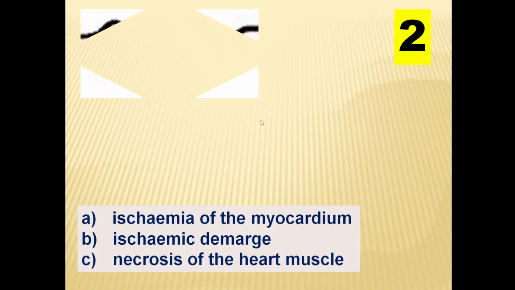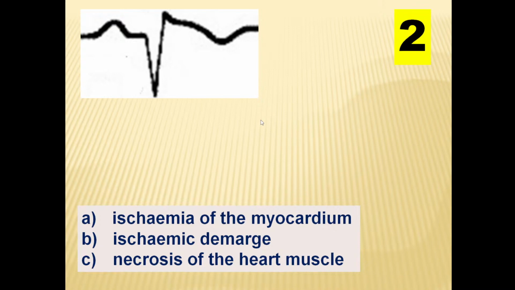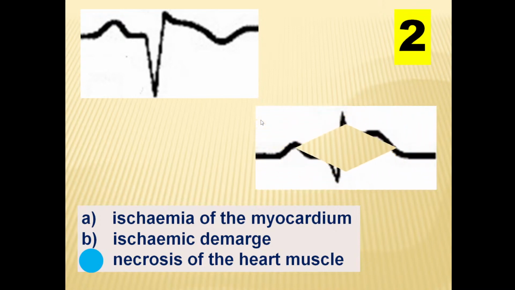Now, if you want to check yourself, look at the graph. First of all, see for yourself what it is: ischemia, damage or necrosis. If you think about necrosis, it is true. If you see this on the graph, it must be assessed as ischemic damage.